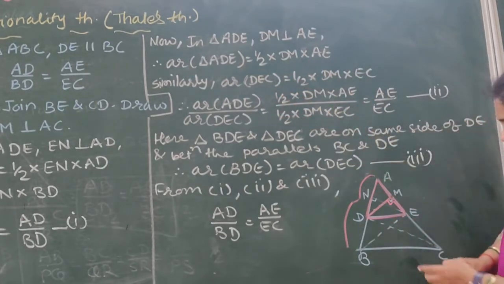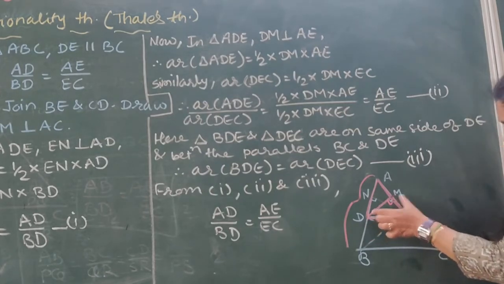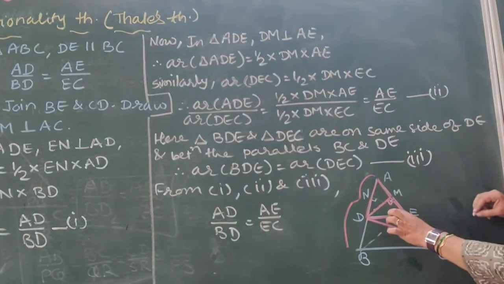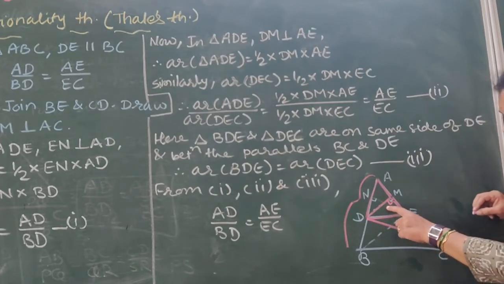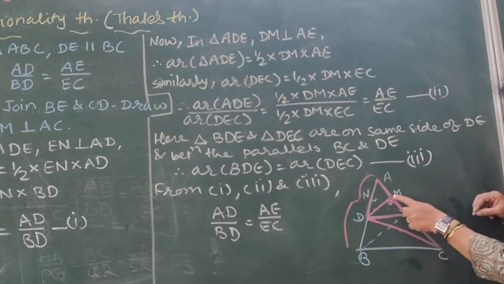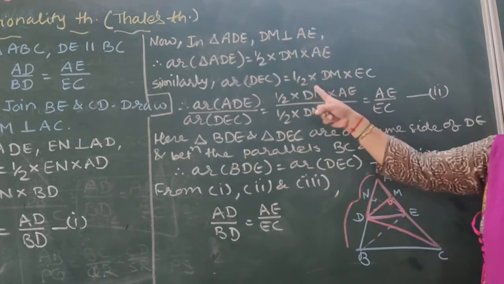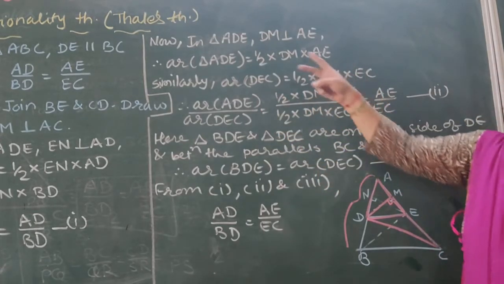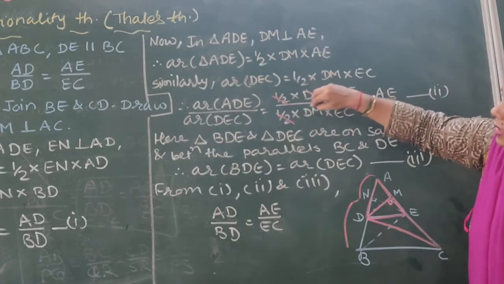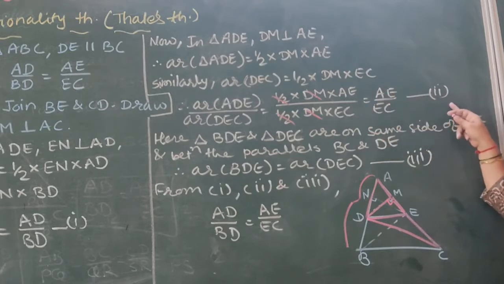And similarly, area DEC, same altitude but a different base. Now we have to compare the ratio of the areas of these two. So for DEC, the altitude is DM and the base is EC. So area DEC is equal to half into DM into EC. Now taking the ratio of these two, half cancels out, DM cancels out, so the remaining is AE by EC. So this is the second result we got.